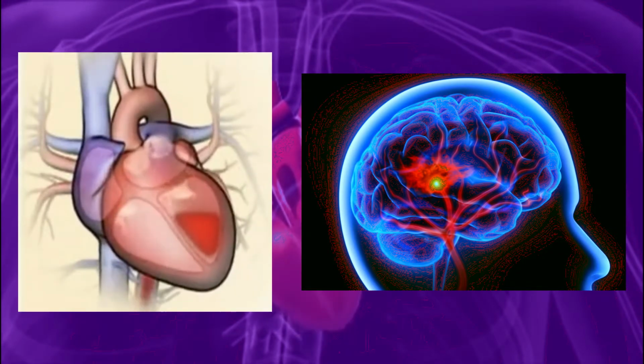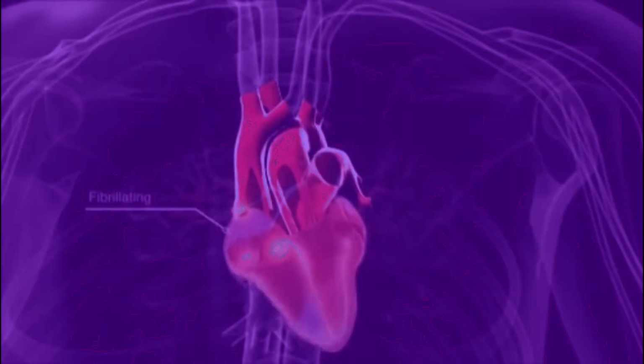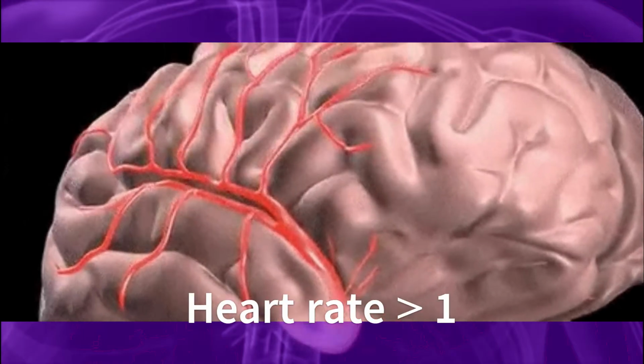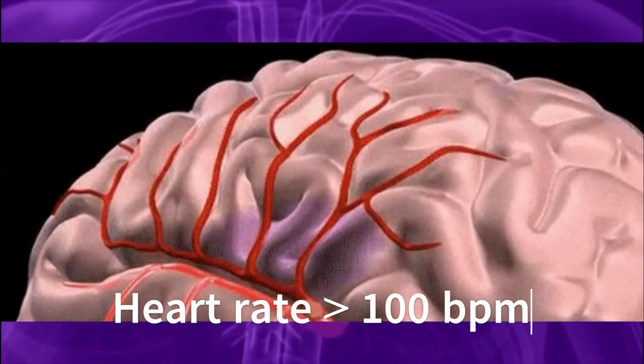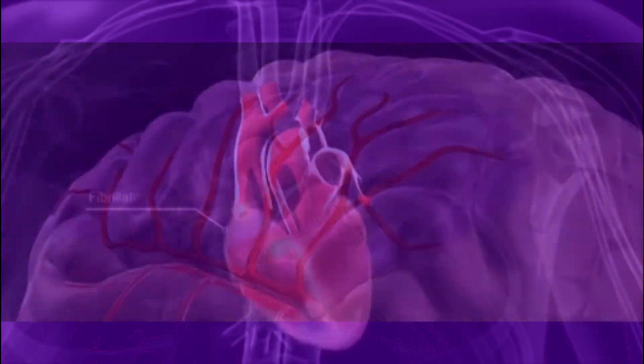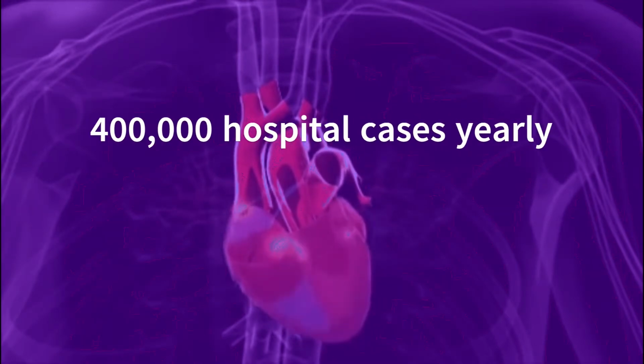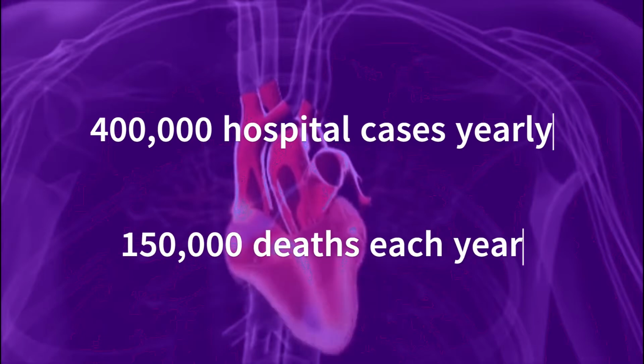AFib is associated with a 5-fold increased risk of a stroke, especially if the heart rates are elevated to above 100 beats per minute. AFib is a common cause of hospitalizations in the United States, with over 400,000 cases being admitted every year with over 150,000 deaths yearly.